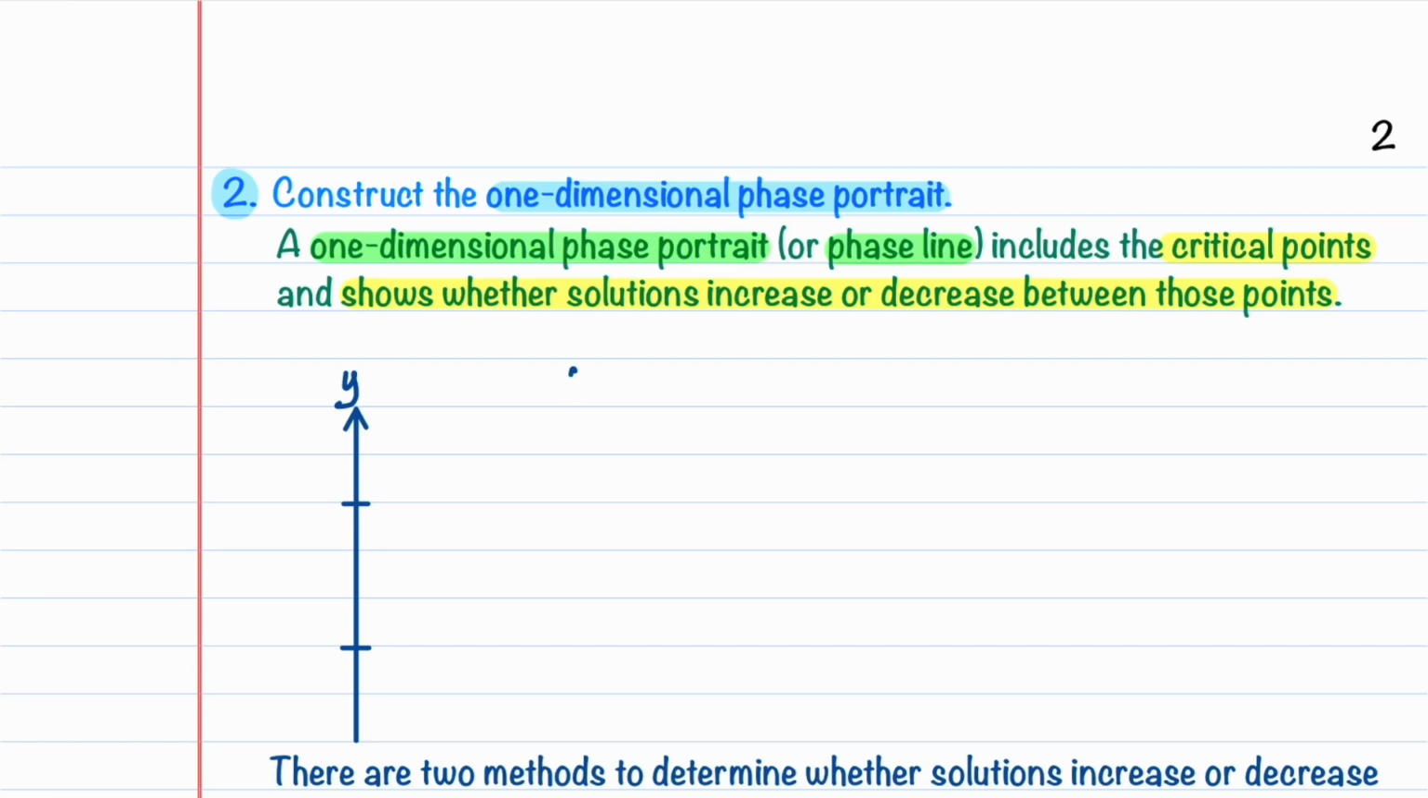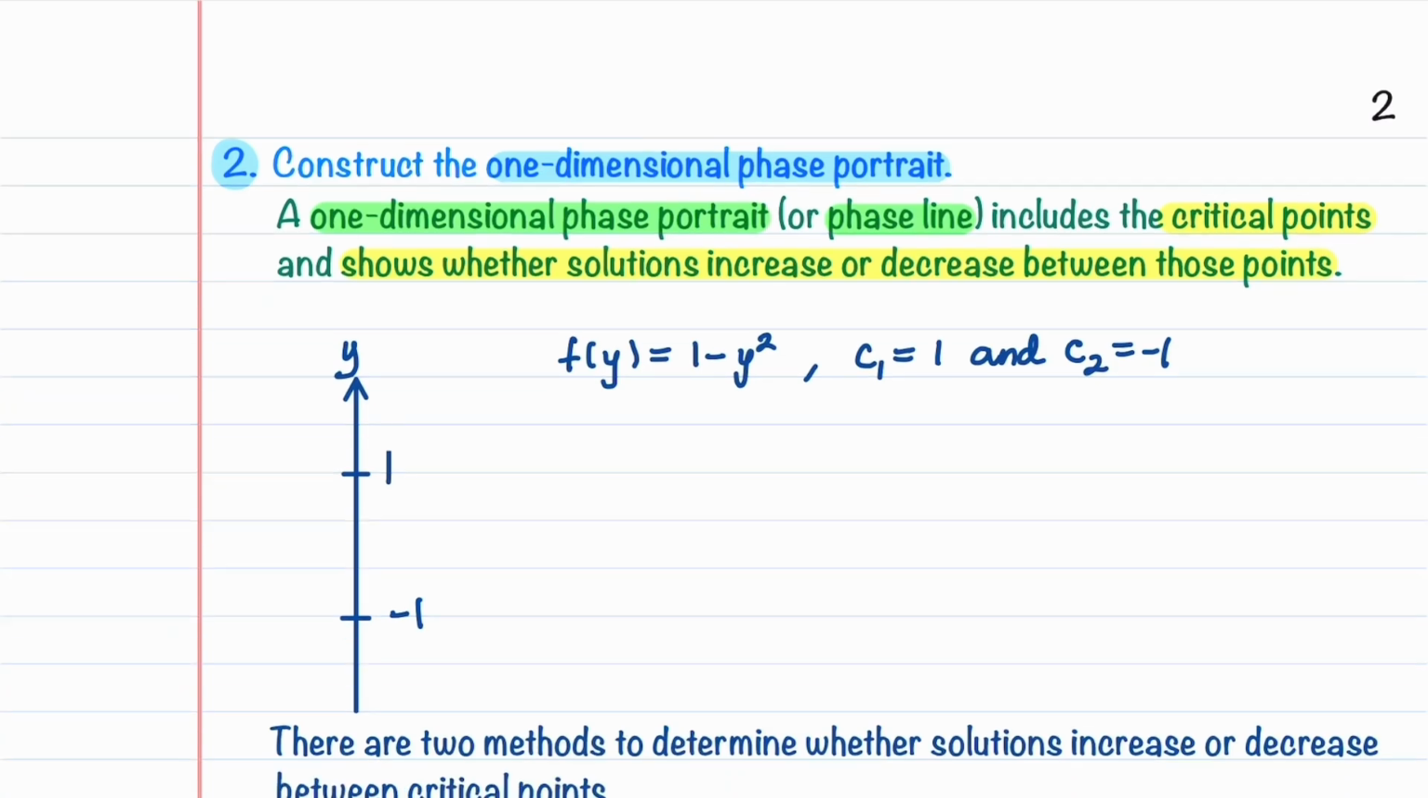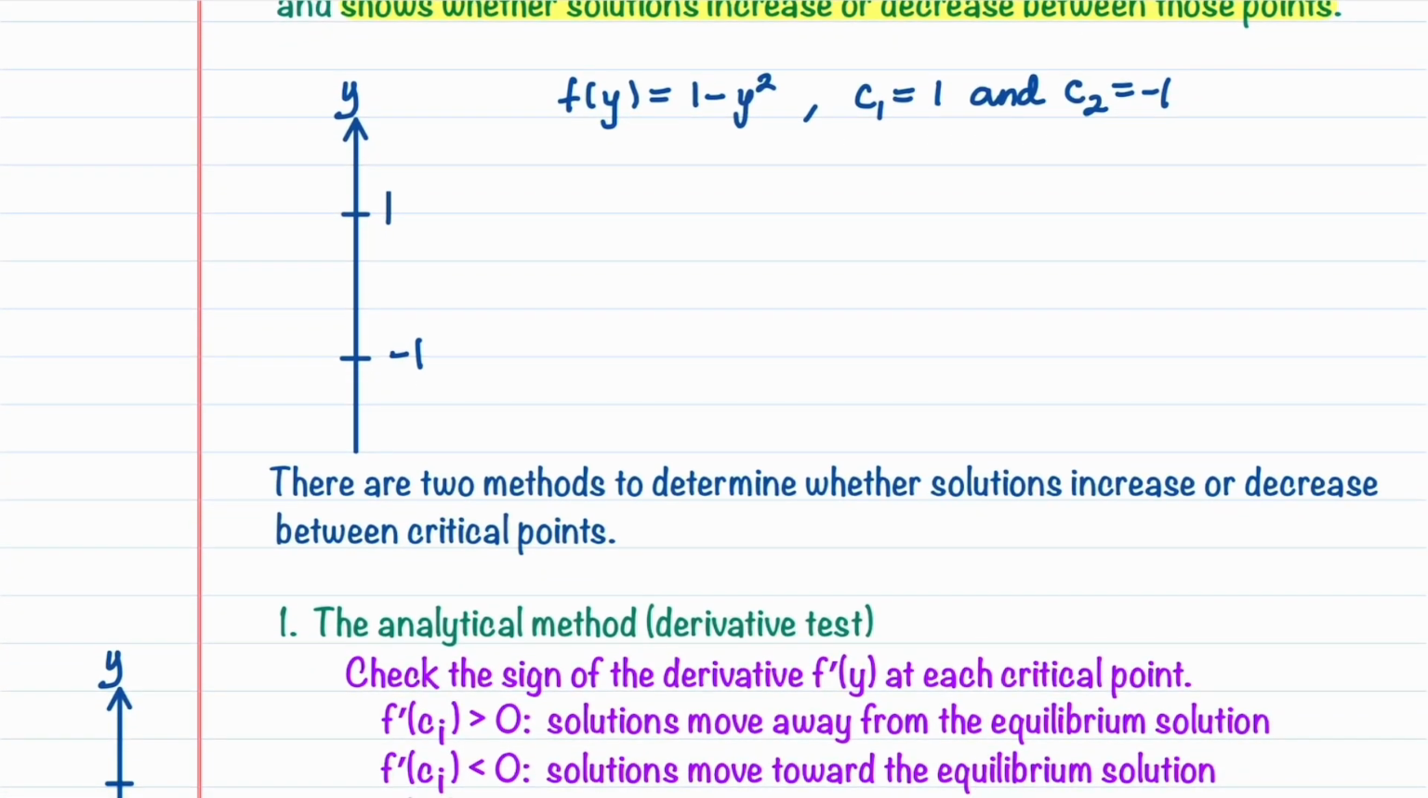I'm going to put down again that we have f of y is equal to 1 minus y squared, and we found our critical points are 1 and negative 1. We'll take these critical points and put them on our phase line. We're going to label this as 1 and this one as negative 1. Now what we need to do is determine whether solutions increase or decrease between these critical points, and we'll add that information to our phase line.